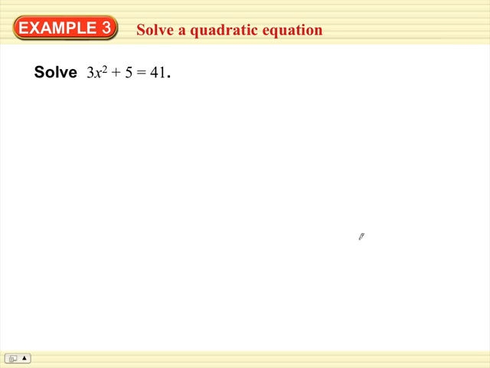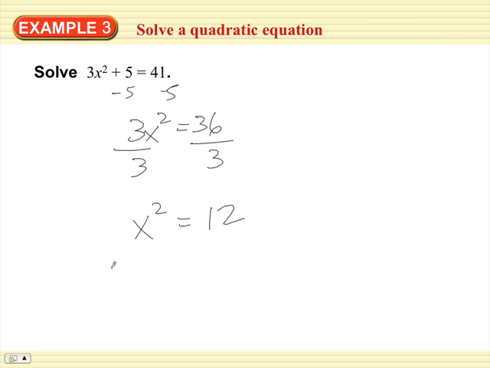Okay, let's check it out. Since we don't factor, let's get x by itself. Minus 5, minus 5. Your 3x squared equals 36. Divide by 3. X squared equals 12. Everybody should have got here.